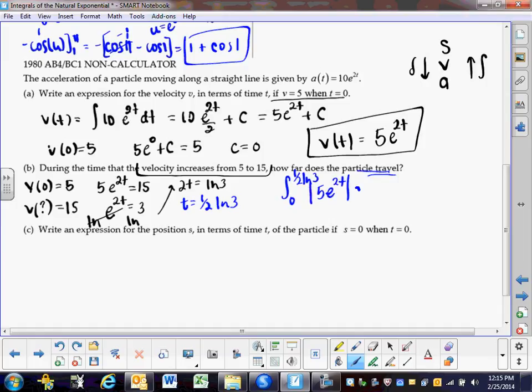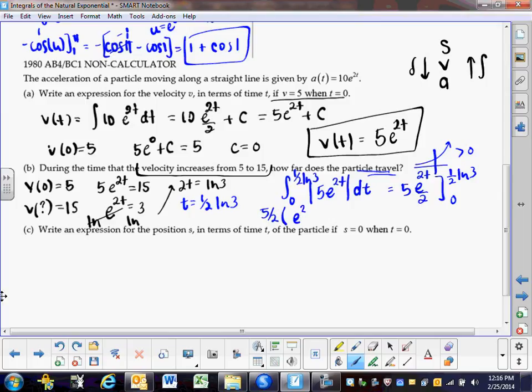So we're doing the integral from the time 0, where velocity was 5, until time half natural log 3, where the velocity is 15. And we're anti-deriving velocity. Technically, we're doing total distance traveled, so it's the absolute value of velocity. Now, I'm going to write down the appropriate integral with the absolute value because it's total distance, but because e is always positive, I can ignore the absolute value. It really does nothing to the equation, but only because velocity is always positive.